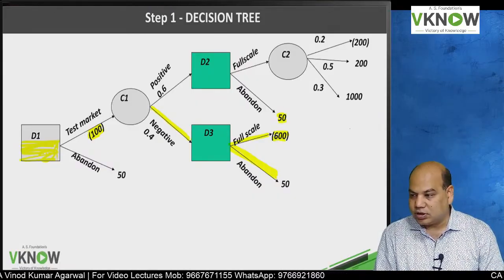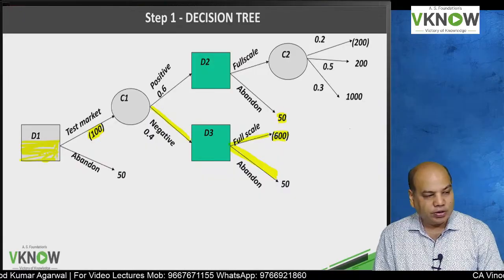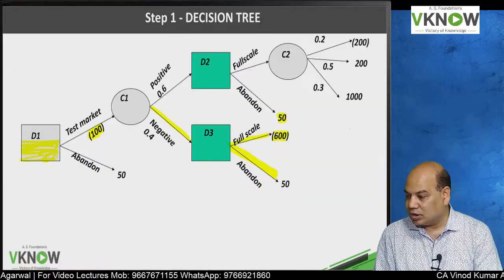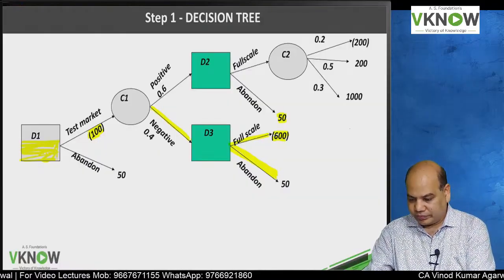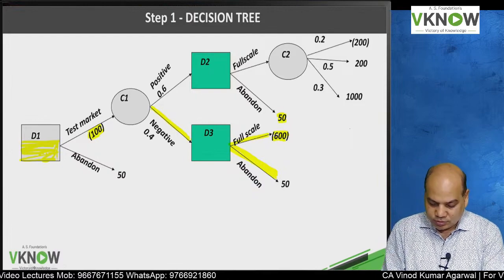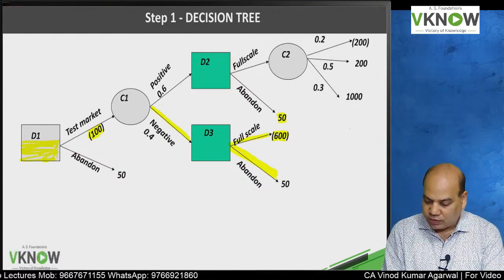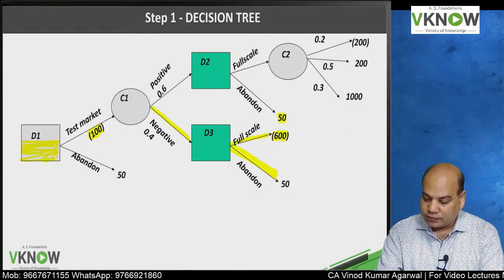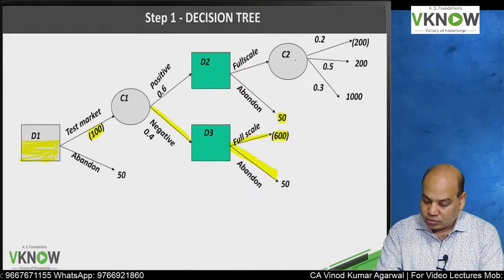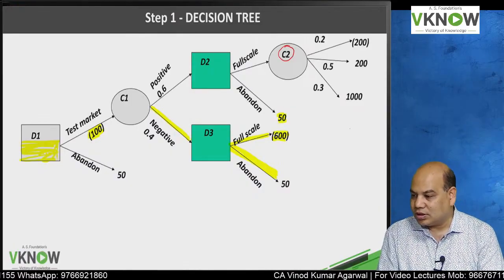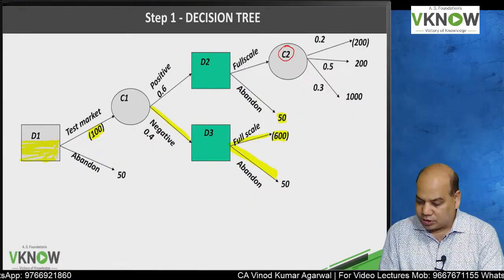This is the decision tree. Any query on this decision tree? Please ask me right now. No queries? How do we do evaluation? Evaluation will be done from right to left. The rightmost circle is C2, so first we'll find the value of C2.